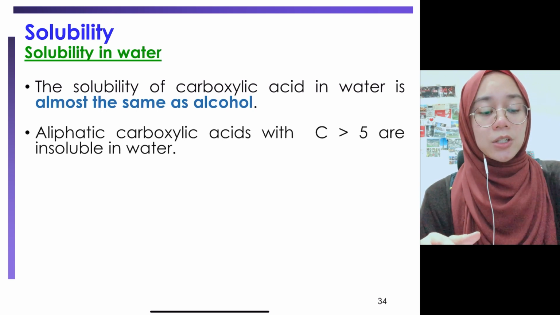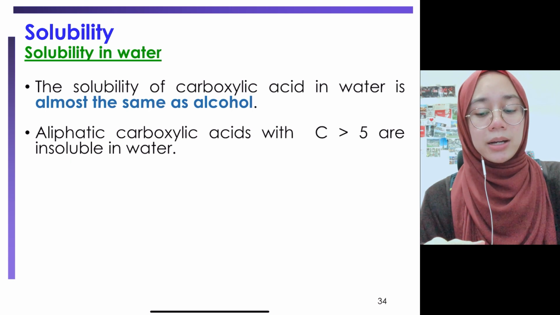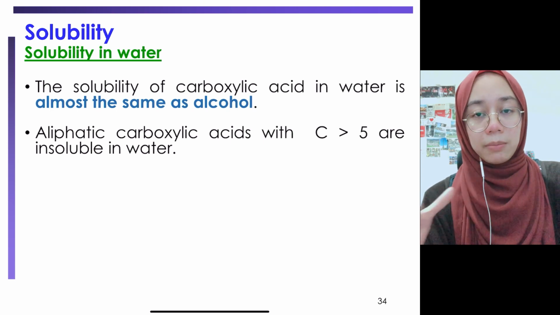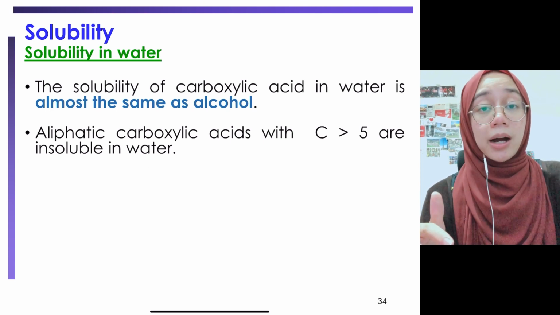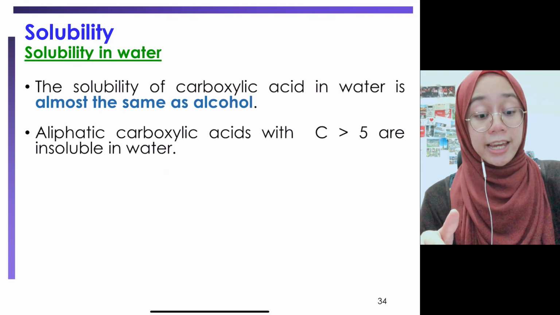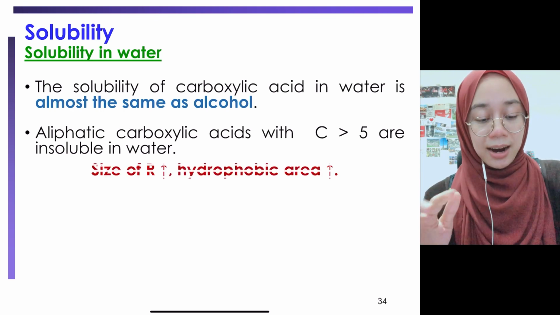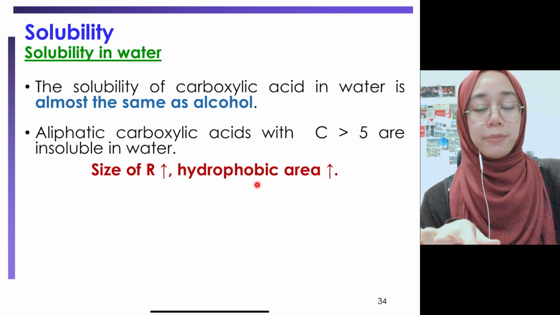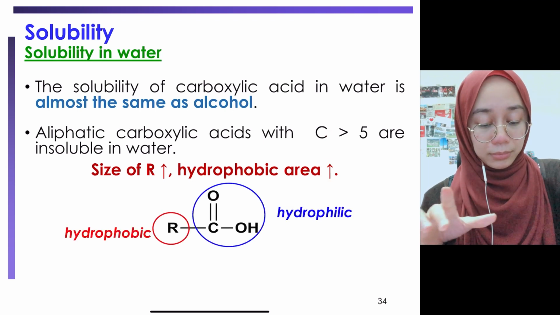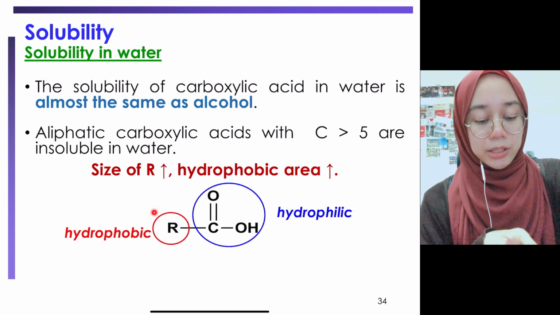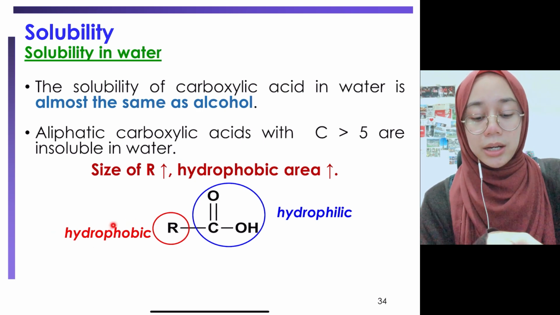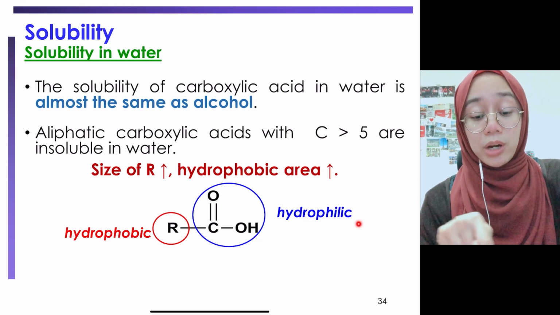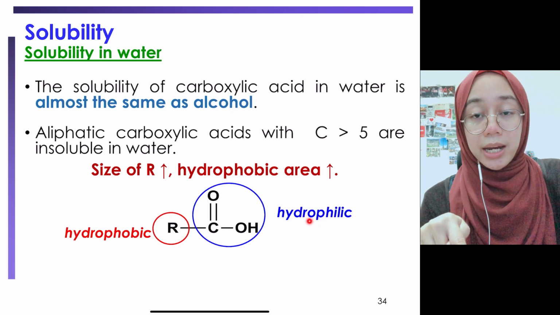Okay, so aliphatic carboxylic acid with carbon that is higher than 5, they are insoluble in water. Kenapa? Kenapa lagi banyak carbon lagi insoluble? Sebab carbon tu sebenarnya yang bahagian takut air. Okay, the alkyl group. Okay, the R part. So the size of the alkyl group, kalau dia lagi besar, meaning the hydrophobic area lagi besar. Okay, so this part of the carboxylic acid is the hydrophobic area, and then the COOH, the carboxyl group itself, is the hydrophilic area, the one yang boleh form hydrogen bond dengan water. So that's why dia adalah hydrophilic area.